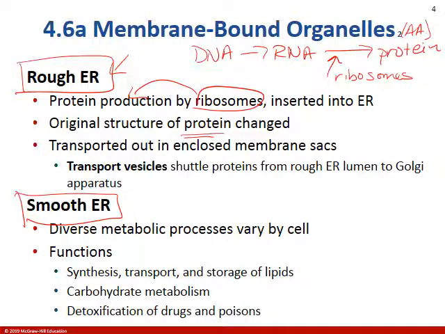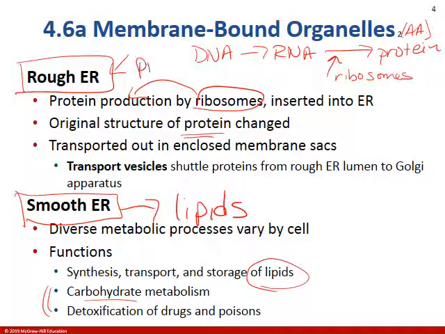Smooth ER is going to have more to do with lipids. It does have other functions. We'll talk about developing carbohydrates from non-glucose sources, but we won't talk about that till we get to 202. It's called gluconeogenesis, but smooth ER can be involved in that. Really, for smooth ER, I would think about the creation of lipids or transporting lipids or the storage of lipids. So when you see smooth ER, think lipids, and when you see rough ER, think protein production.